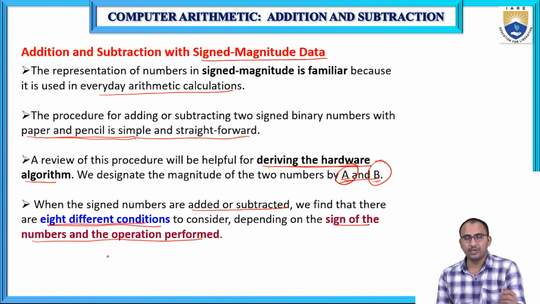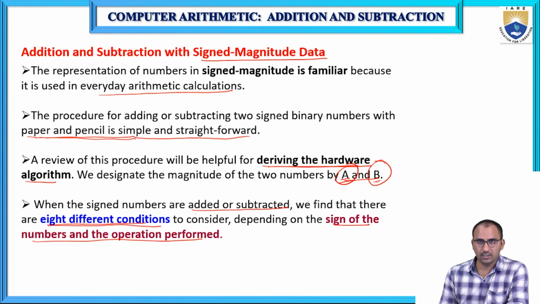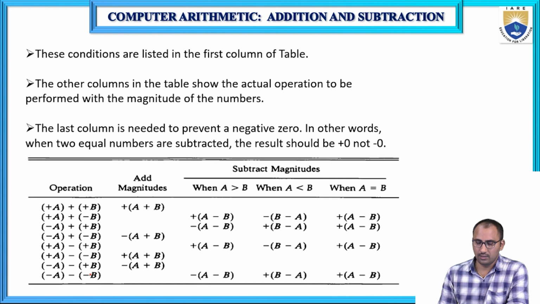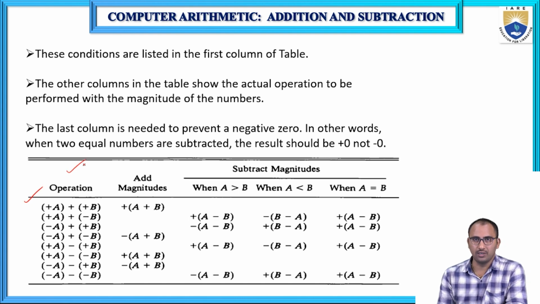Okay, so based on the sign of the numbers and the operation they perform, these total 8 different conditions to be considered. So let's see. These conditions are listed in the first column of the table. Here in the first column we are specifying the condition, and in the next ones, this is for addition, and this is for subtraction. So we are performing addition and subtraction.